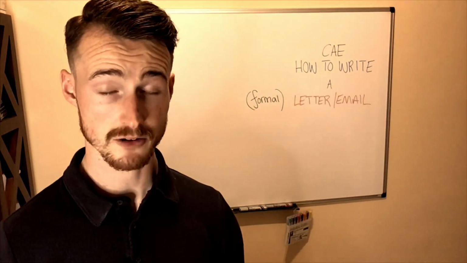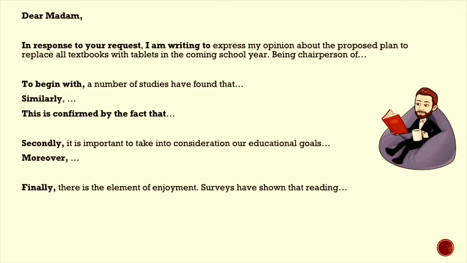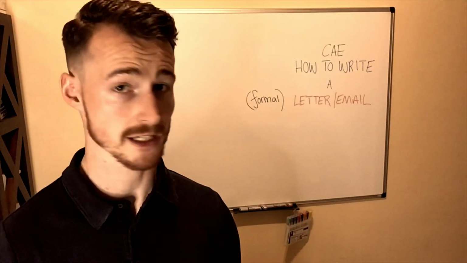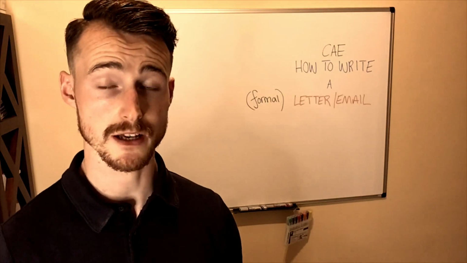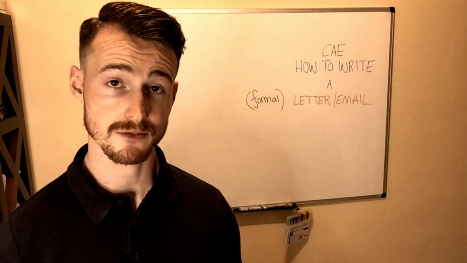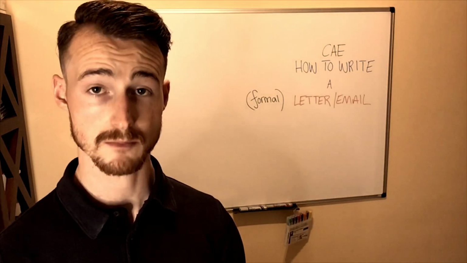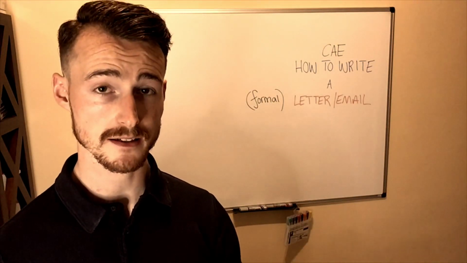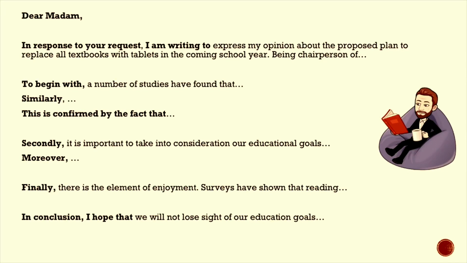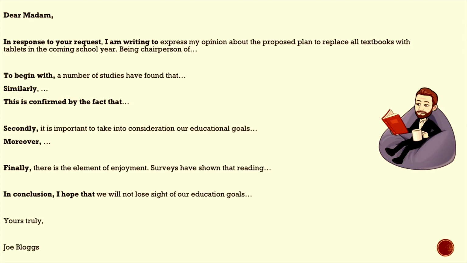And then the last paragraph in the body, we could put something like, finally, comma, there is the element of enjoyment. Surveys have shown that reading, etc., etc. And then you could put in another statistic if you like. You can include another statistic. Finally, we have closing remarks. We could start our paragraph in relation to this school policy with something like, in conclusion, I hope that we will not lose sight of our educational goals. Yours truly, comma, leave a line, Joe Blogs.